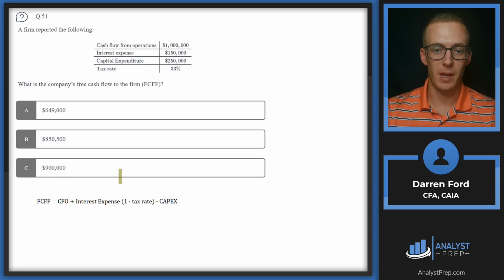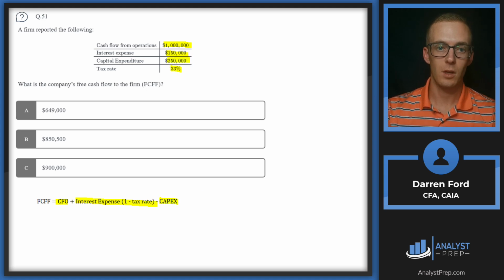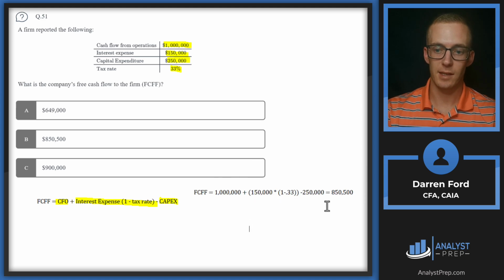So we're given all the information, so it's a matter of just plugging these in and getting our output. So CFO is our cash flow from operations, $1 million. We're going to add back that interest expense multiplied by 1 minus the tax rate. So we'll do 1 minus 0.33 times that 150,000, and then we subtract out our capital expenditures, which is just given as 250. So pulling that in here, we see that gets us to 850,500, and we'll go with answer B.